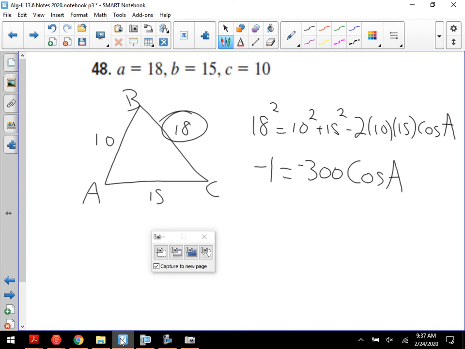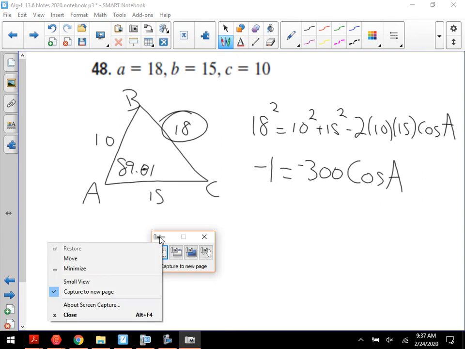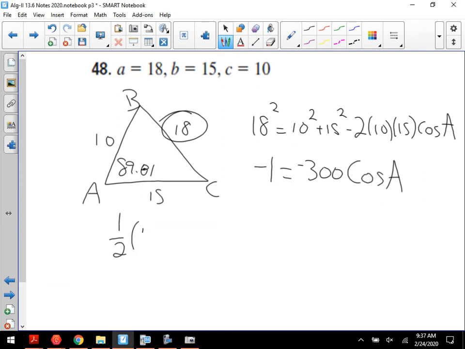So you just wind up getting some decimal, then inverse cosine of my answer, and I get an angle of 89.81. Now I have that side angle side trick where you can do the 1/2, the two sides, 10, 15, and the sine of 89.81. And then you press the buttons.